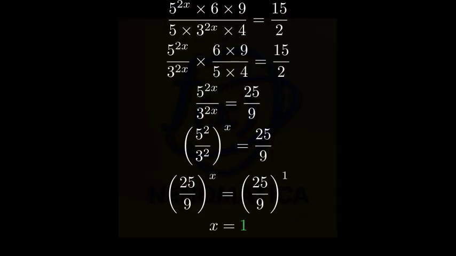Since the bases are the same on both sides of the equation, the exponents must be equal. Therefore, x equals 1. Let's verify our solution by substituting x equals 1 back into the original equation.